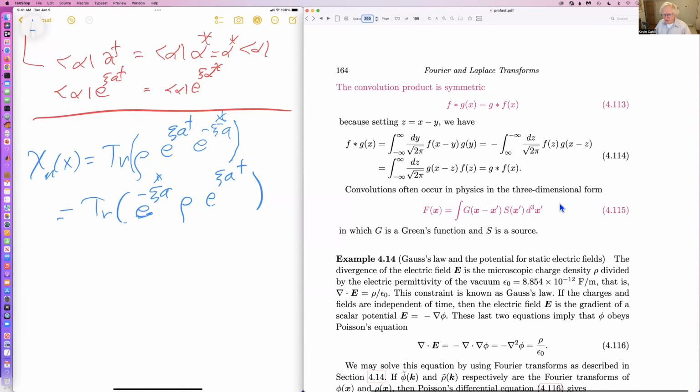And in physics, they often occur in this form, namely that some physical observable is due to a source, and the relation between the two is an integral like this of x minus x prime. And you've seen many examples of this in electrodynamics. I suppose there may be examples in quantum mechanics, but they don't come to mind immediately.